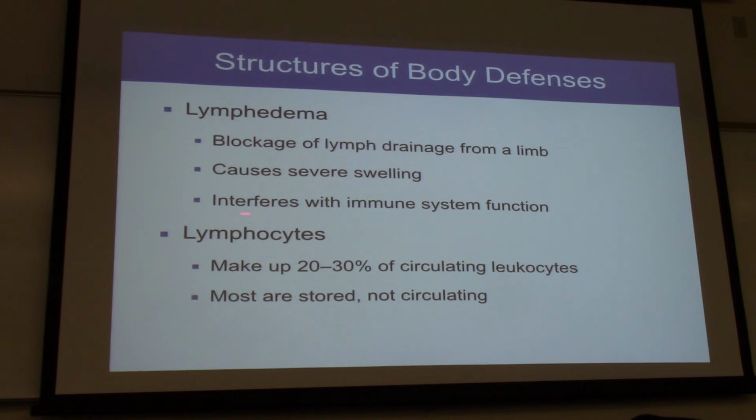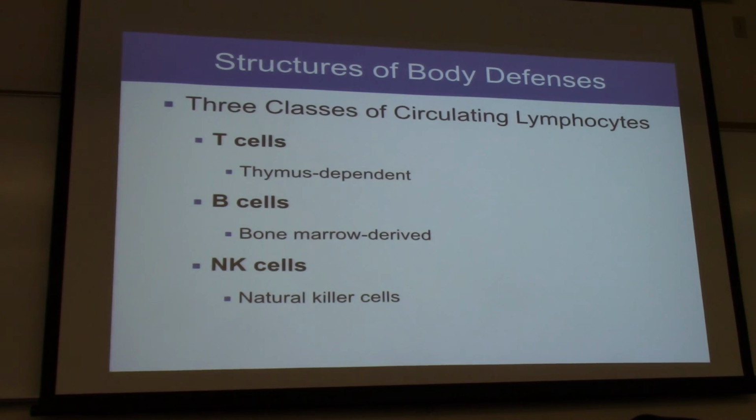We talked about lymphocytes a little bit when we were talking about white cells back there, and we said that about 20 to 30% of your circulating white blood cells are lymphocytes. But you just need to know that that has no bearing on how many lymphocytes you have, because most of your lymphocytes are not circulating in your blood. Most of them are sitting in your spleen, in your tonsils, in your MALT, in all these lymph nodes around your body.